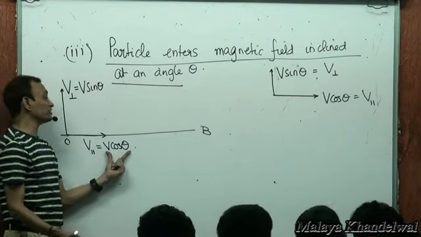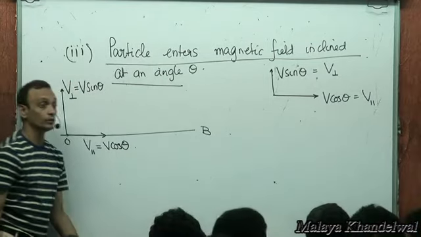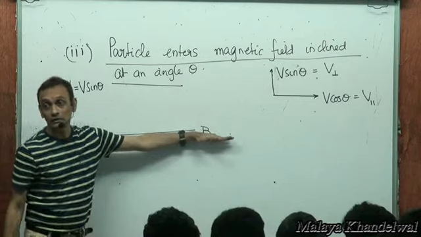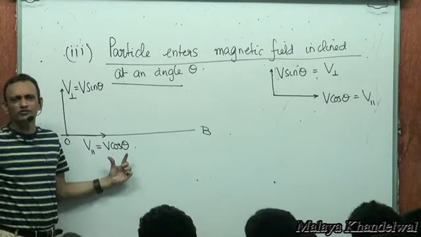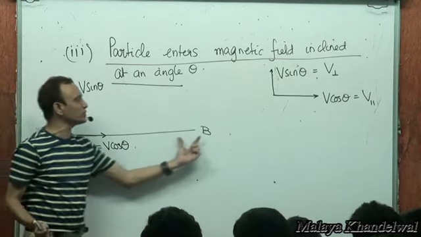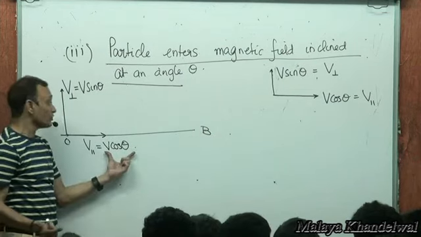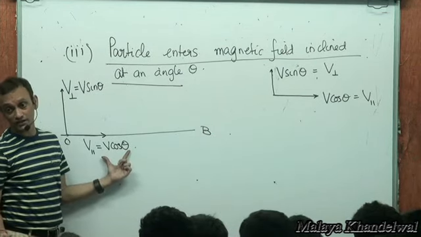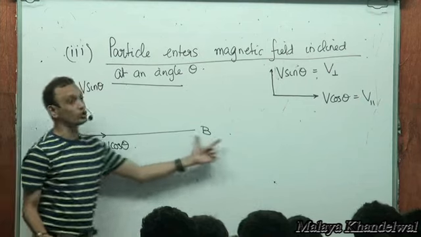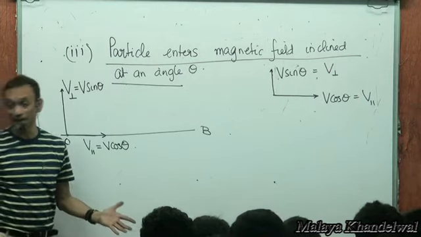Now, what would be the level of interaction between v cos theta and B? Zero, because they are parallel. So no matter what the trajectory is, there is no interaction between this component and this component. Therefore v cos theta will not change with time, because the force owing to v cos theta is 0, right?